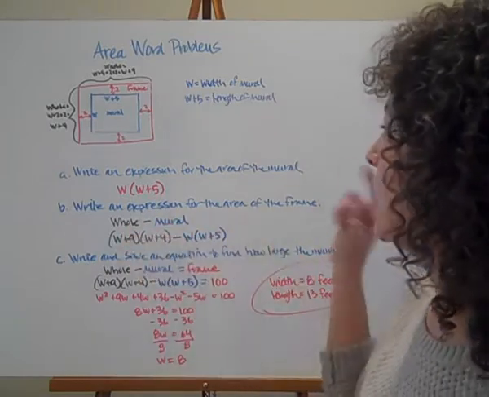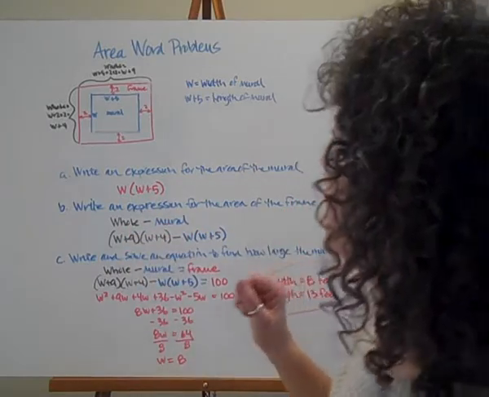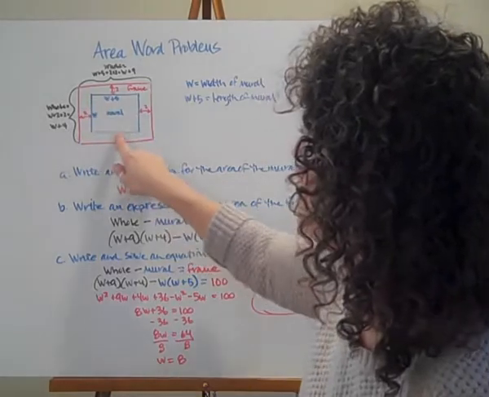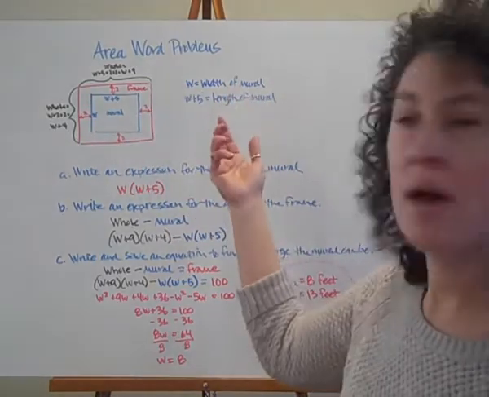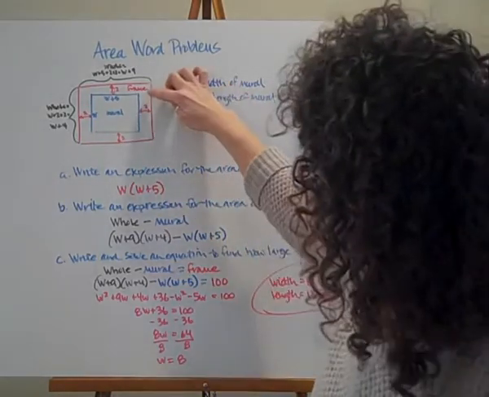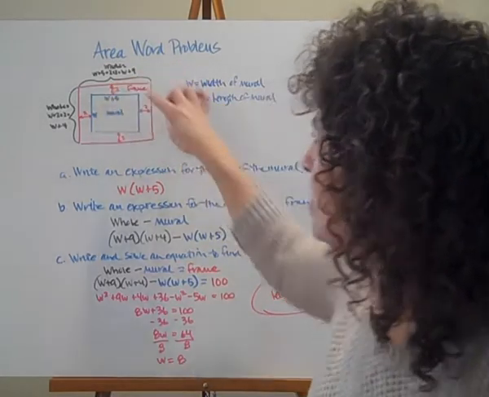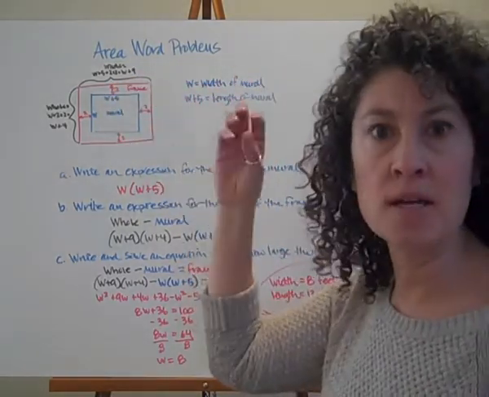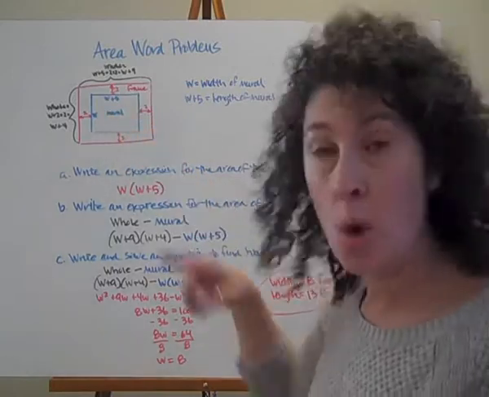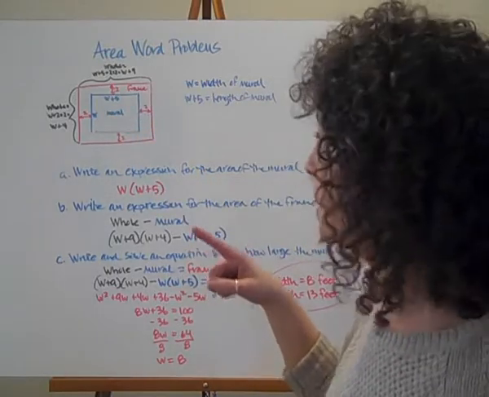Write an expression for the area of the frame. So the area of the frame, I don't really have any dimensions of it, and we don't have a nice, neat formula for this kind of a shape. It's kind of an open box. It has a hole in the middle. However, notice it has a hole in the middle. That will come into play in a second.